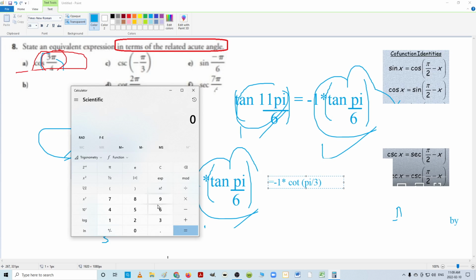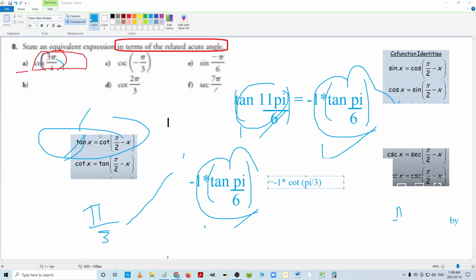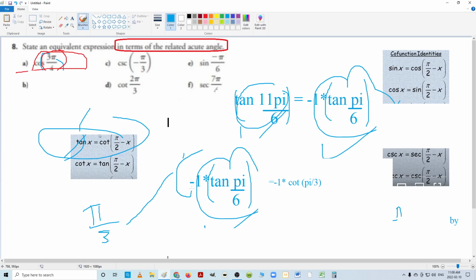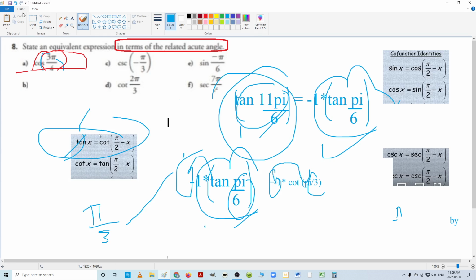Now, will pi over 6 tangent produce me the same value? And I think you'll remember that it did. Yep. So the whole point is to get the same result here. So that means I found an equivalent: negative 1 times tan of pi over 6 is the same as negative 1 times cotangent pi over 3, which is the same as tan of 11 pi over 6. So you found 3 equivalents. And they're all like that.